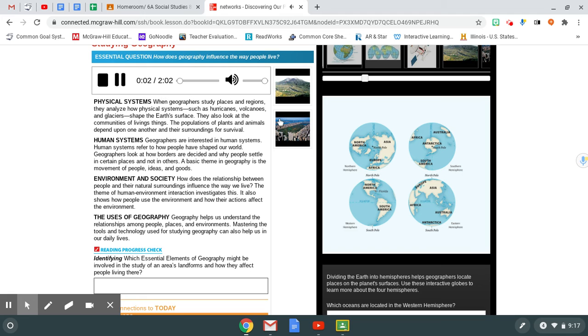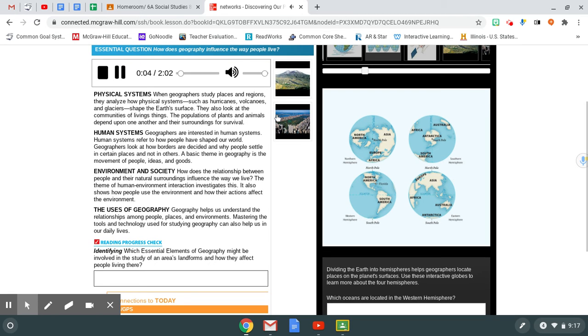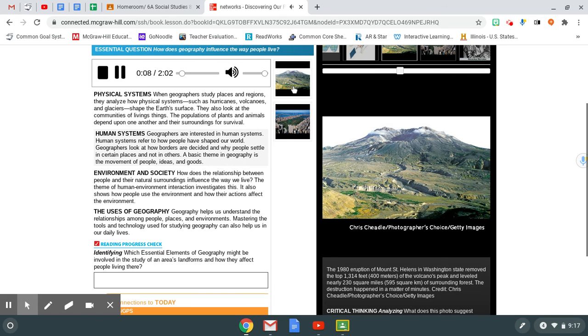Physical systems. When geographers study places and regions, they analyze how physical systems, such as hurricanes, volcanoes, and glaciers, shape the Earth's surface. They also look at the communities of living things. The populations of plants and animals depend upon one another and their surroundings for survival.